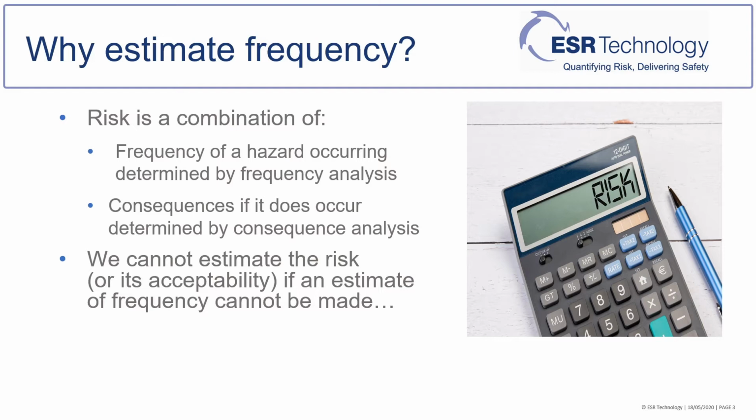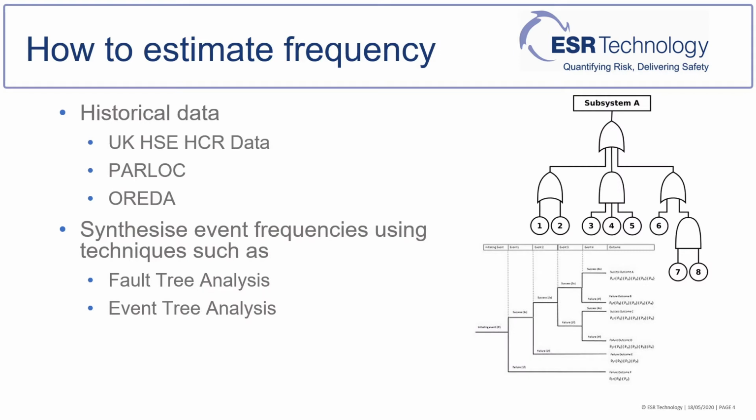Without estimating likelihood in some form, we cannot estimate risk, and without estimating risk, we cannot determine the acceptability of major hazard management measures in place or proposed. There are two basic approaches which are commonly employed in trying to estimate event frequencies. These are using relevant historical data and synthesizing event frequencies using techniques such as fault tree analysis and event tree analysis.